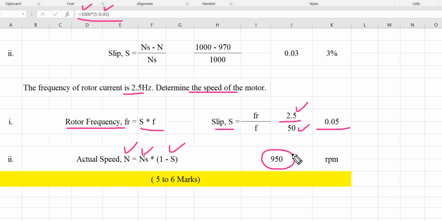This is the formula and the method by which you need to evaluate the problem. These problems are most commonly repeated in almost all examinations, so concentrate and practice, as it is asked for 5 to 6 marks.